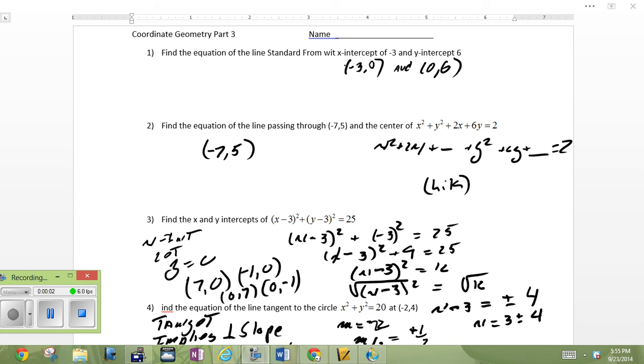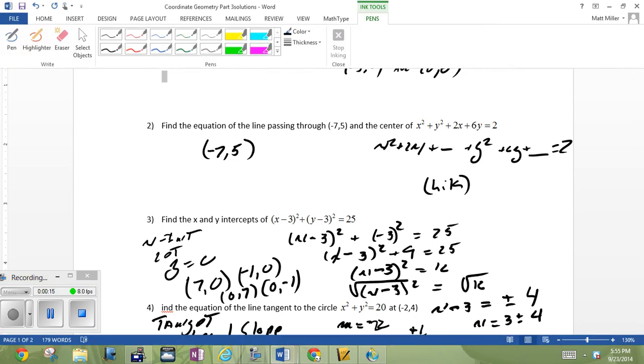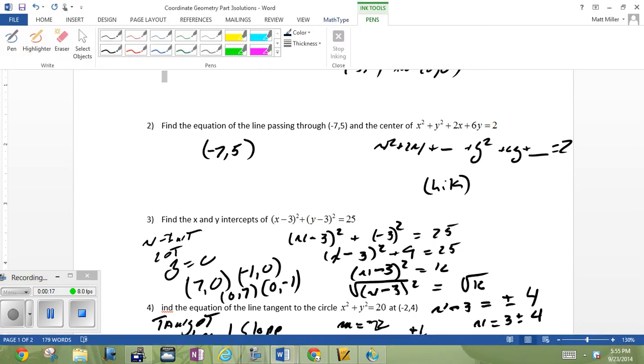Okay, now we're going to go over the problems in this worksheet here. Find the equation of the line in standard form, x-intercept -3, y-intercept. There they are, there's the 2 points. You should be able to find the equation of the line. That should present no problem at all.